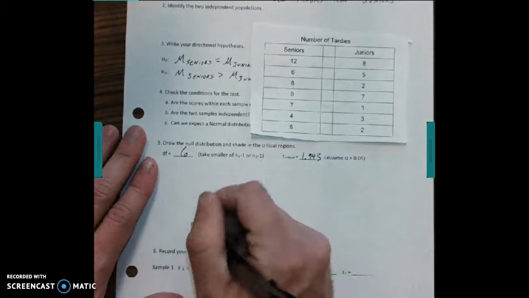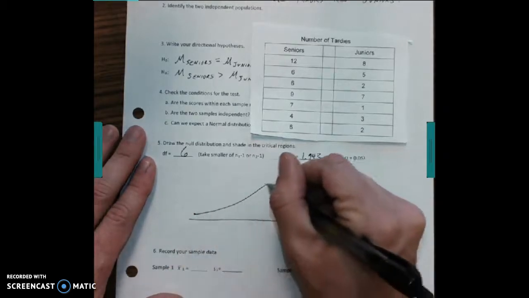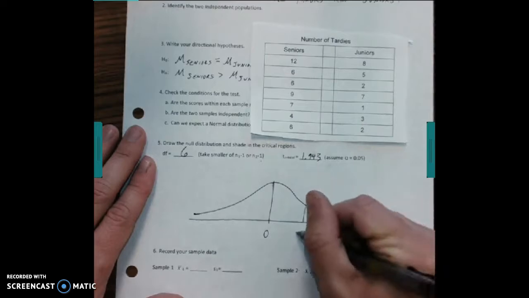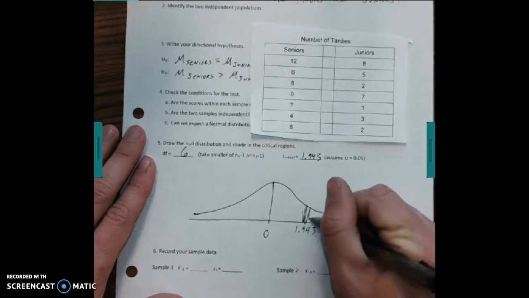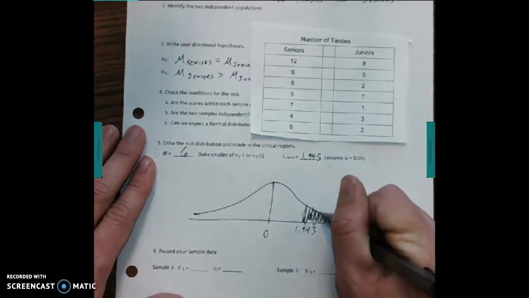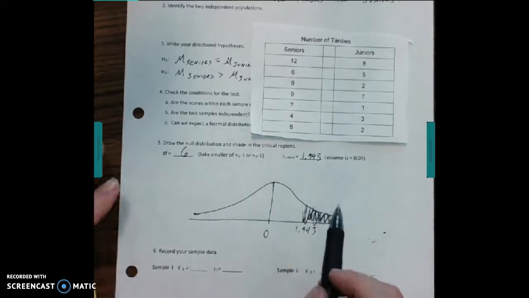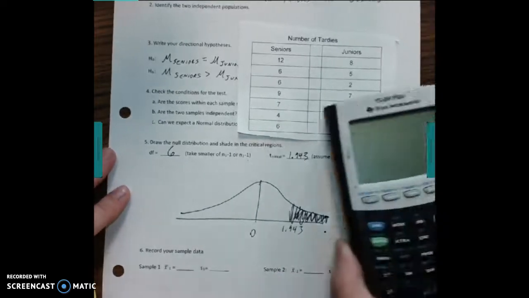And so what that means is that my distribution looks something like this. It's my t, there's my 0, here's 1.943, here's the critical region. So I'm going to calculate a t-statistic, and if there's anything higher than 1.943, of course I'm going to reject.